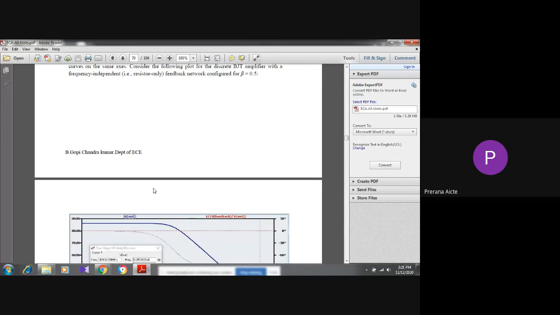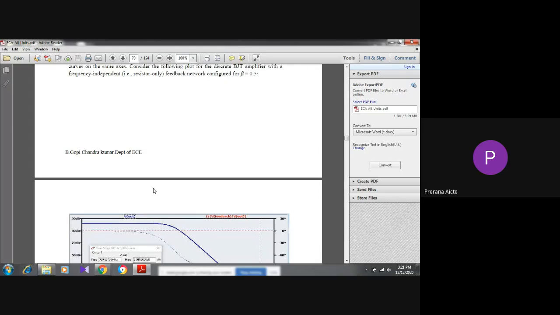So positive feedback means the input signal and output signal are both in phase. That means the phase angle should be 0 degrees or 360 degrees. And here, one thing I forgot to tell: this positive feedback is also called regenerative feedback. So another name for positive feedback is regenerative feedback.